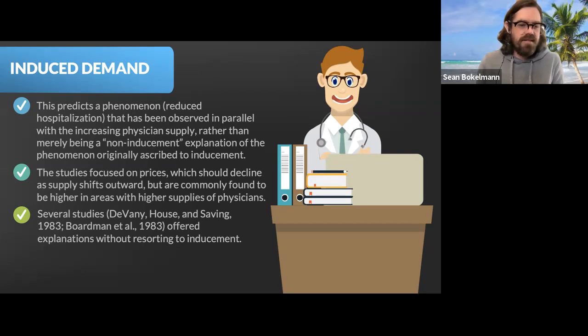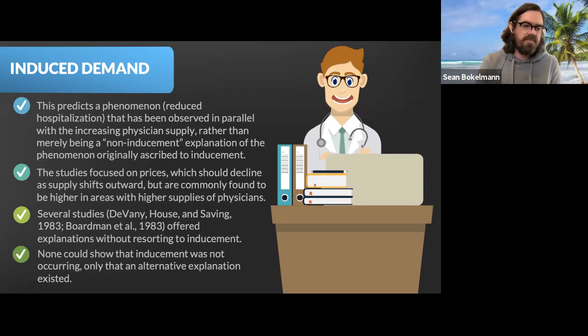And so most of these studies focused on prices, and what we should see is that prices decline as supply increases, but they are commonly found to be higher in areas with higher supplies of physicians. So that's kind of counterintuitive, right? And there have been several studies that offer explanations that don't have to resort to induced demand to explain these observations.